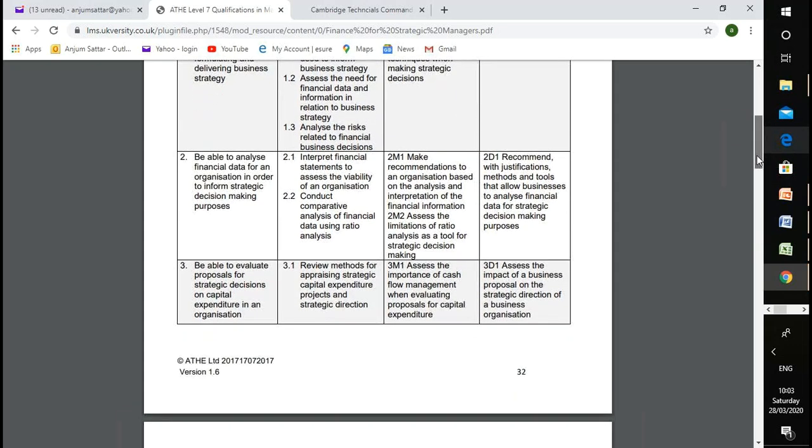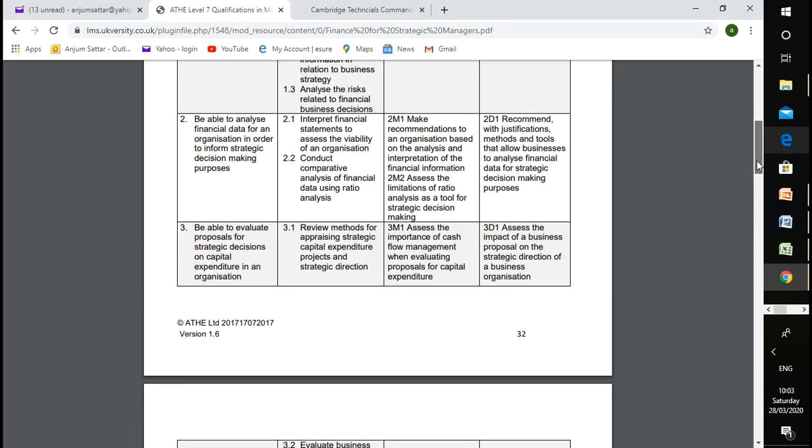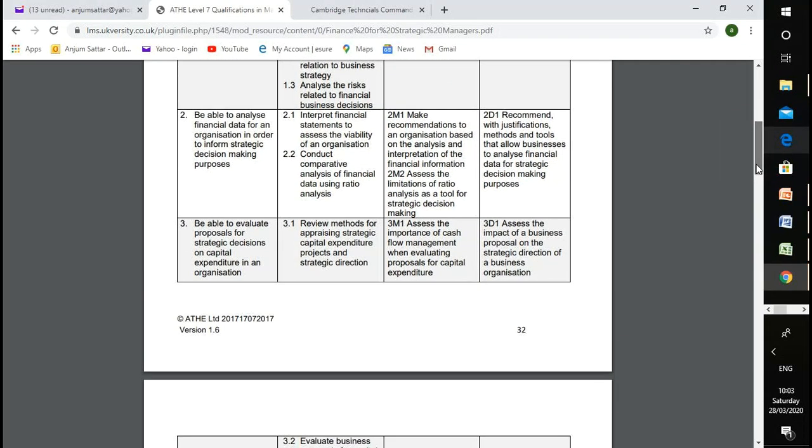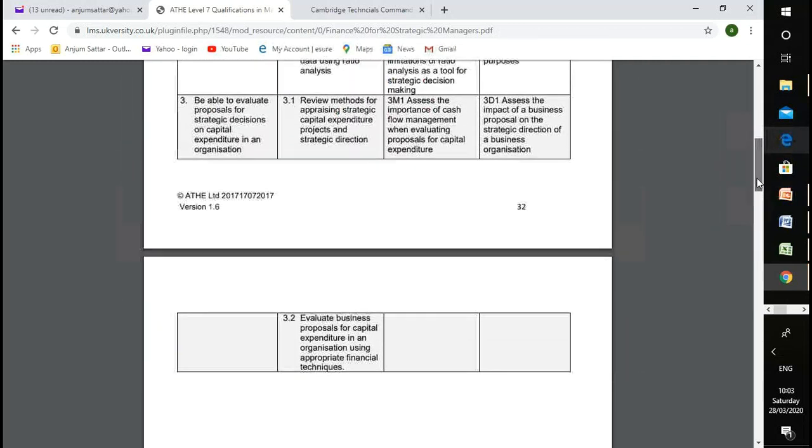Today we'll go through our lesson 3. We have 2 assessment criteria, and then merit and distinctions for criteria 2 as well, total 4, which we'll go through. Review methods for appraising strategic capital expenditure. So today we'll discuss appraising methods. What are those and how we can appraise? If we are investing in any project, we need to check that the project is financially viable, why we are spending money, what the cost and benefit analysis is, and what it will bring in the short, medium, and long term, as a country, as a company, and from an individual perspective as well.